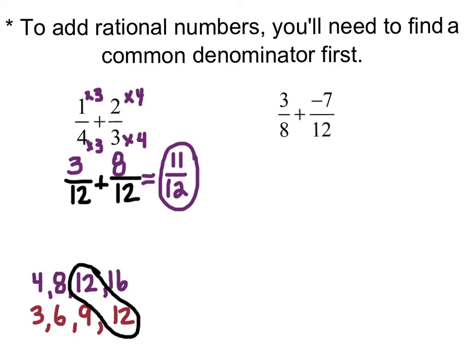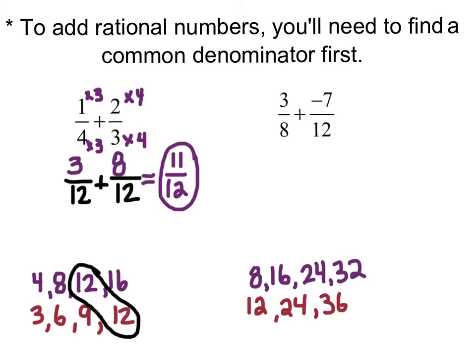Now the second problem has a negative sign, but it doesn't matter. We're still going to go about it the same way. The first thing we need to do is take a look at our denominators and find a multiple that they have in common. So if I count by 8s, 8, 16, 24, 32, and then I count by 12s, 12, 24, 36, I can see here that they both have a 24 in common. Therefore, our common denominator is going to be 24.